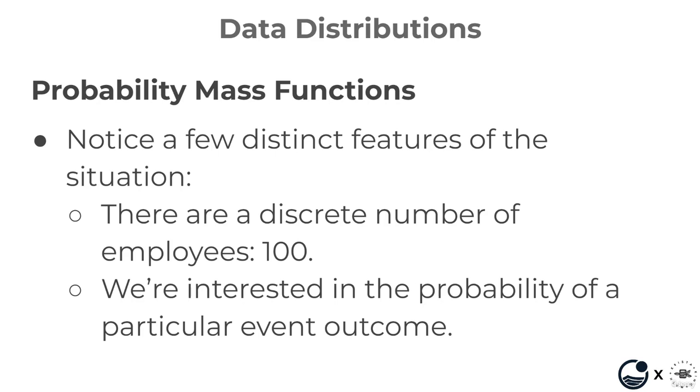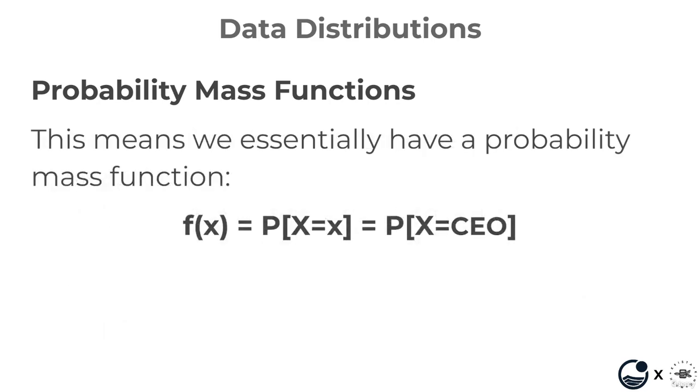We're also interested in the probability of a particular event outcome. So the discrete number of employees gives you an idea that it should be probability mass instead of probability density, which will be for continuous situations, which we'll talk about later on. And again, we're interested in the probability of a particular event outcome, where the phishing email happens to go specifically to the CEO. This means we have a probability mass function.